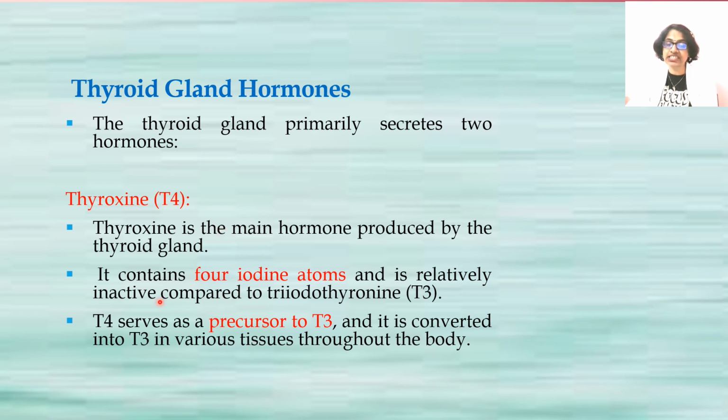It consists of four iodine atoms and is relatively inactive compared to triiodothyronine. So this T4 serves as a precursor to T3, and it is converted into T3 in various tissues throughout the body. Usually this T4 will be inactive in the body, and it helps to form T3, acting as a precursor.